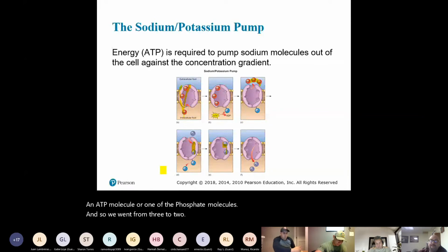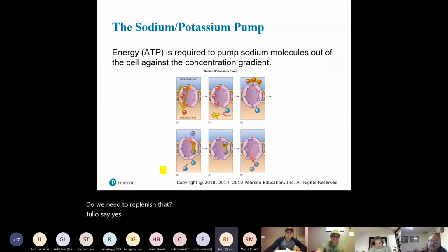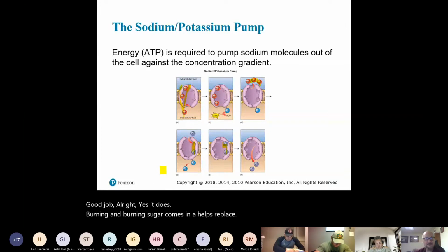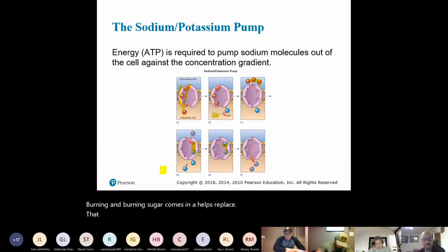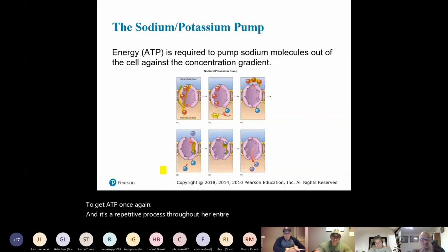Do we need to replenish that? Julio, say yes. Good job, yes, sir, Julio. All right. Yes, it does. And that's where burning sugar comes in. It helps replace that phosphate molecule to get ATP once again. And it's a repetitive process throughout our entire lives. Open, close, open, close, open, close, continuously, to keep that gradient going, that concentration gradient.